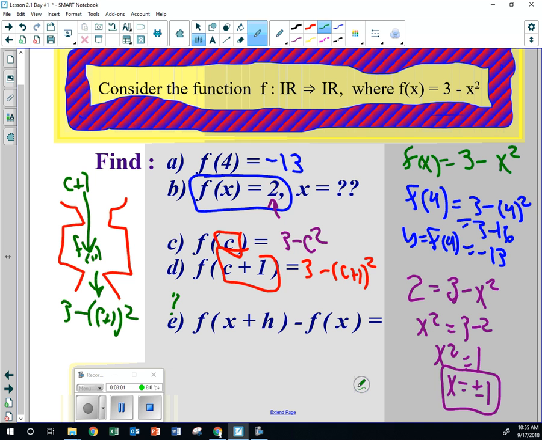This one, I'll let you think about. We're going to do it tomorrow. I'll let you toy with that. See if you can figure it out. This is one of the cornerstones of calculus that you're going to see.